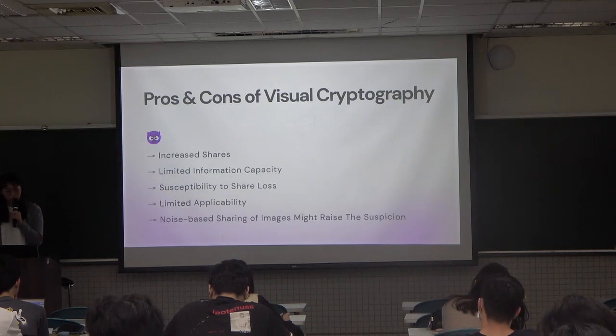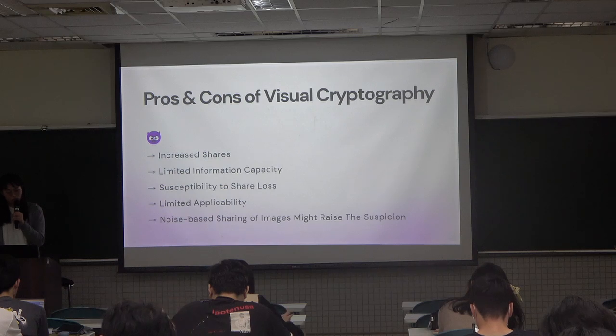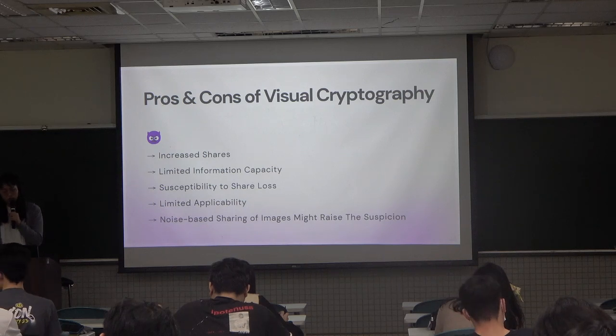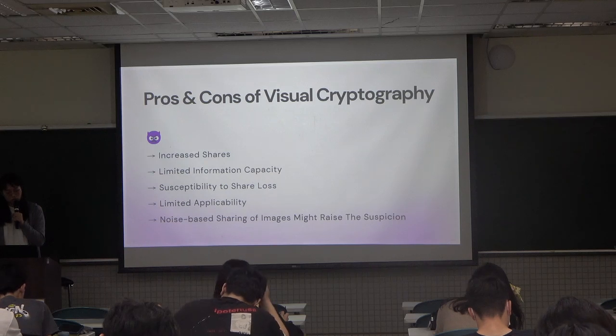On the contrary, visual cryptography has its disadvantages too. The storage and transmission requirements of the shares have to be large, and the information you can transmit is also limited. Furthermore, losing some shares might render the original information irrecoverable. So maintaining all the shares intact is required for successful decryption.